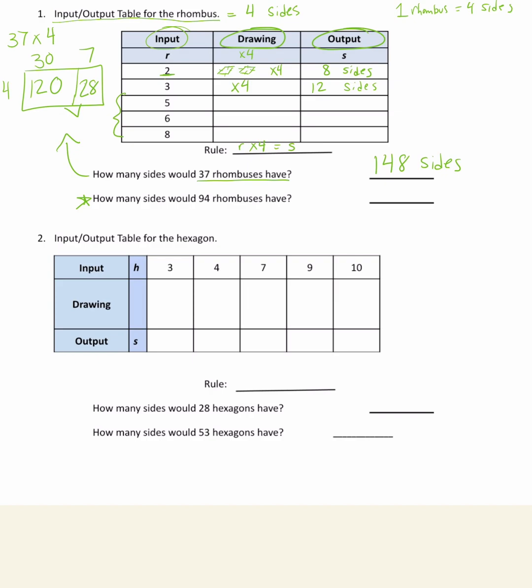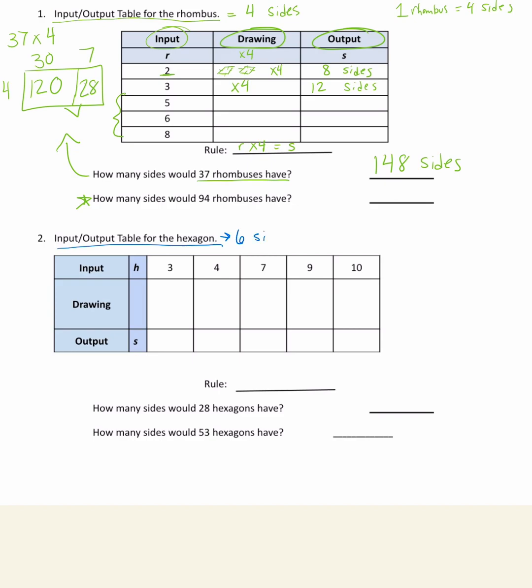That's a lot. Okay, and I'm going to do part of number 2 with y'all as well because it kind of looks a little different. So the first thing to pay attention to is this part right here. Okay, input-output table for a hexagon. Okay, well, hexa, what does hexa mean? So a hexagon or a hexa means 6.